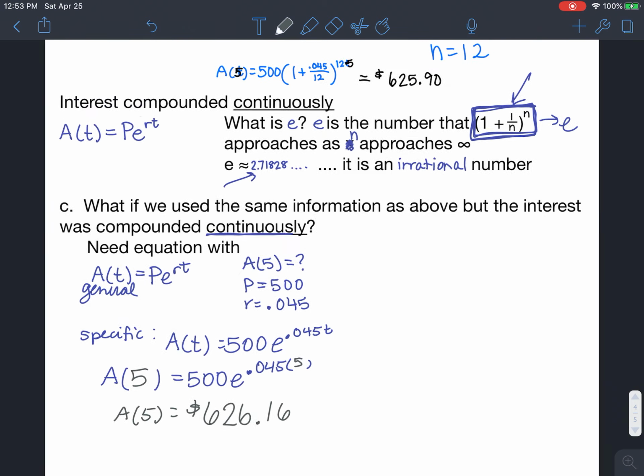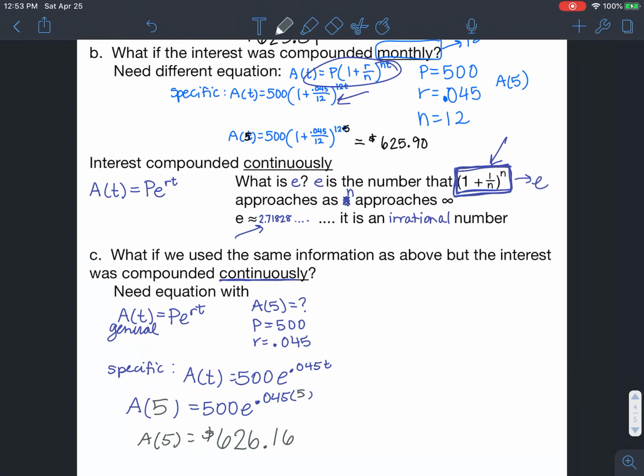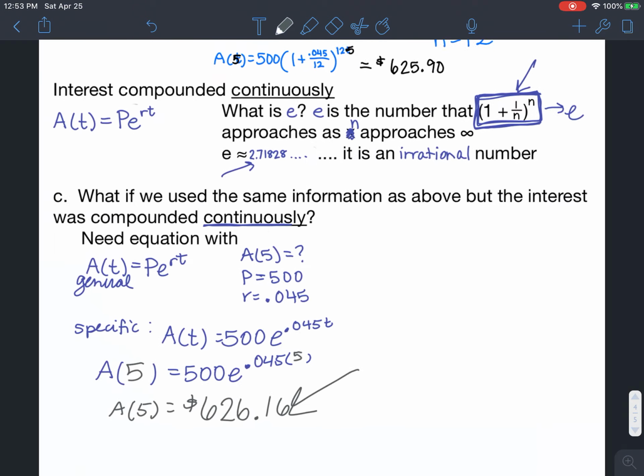And it's interesting that it approaches like a number. So you get more money the more frequently the interest is compounded, but only up to a certain point. And so this is as good as it gets. You're never going to get more money than that after 5 years unless you change something else, like the interest rate or how much money you put in. But 626.16, that's the limit.